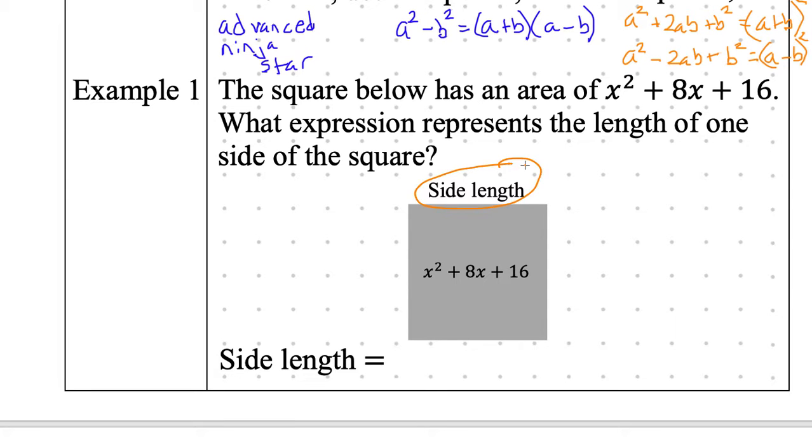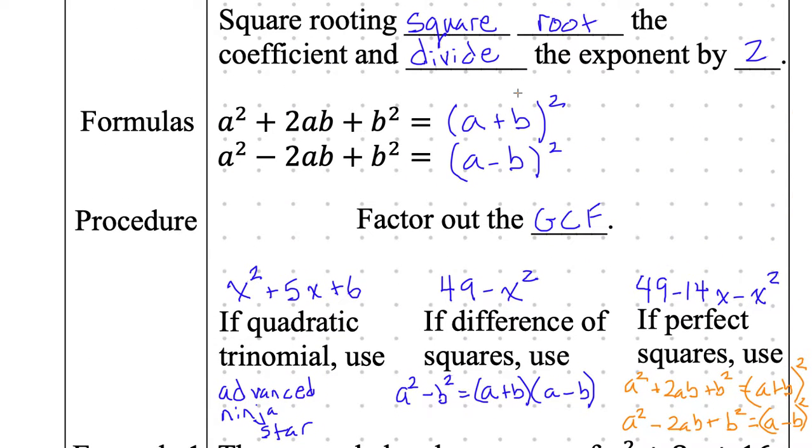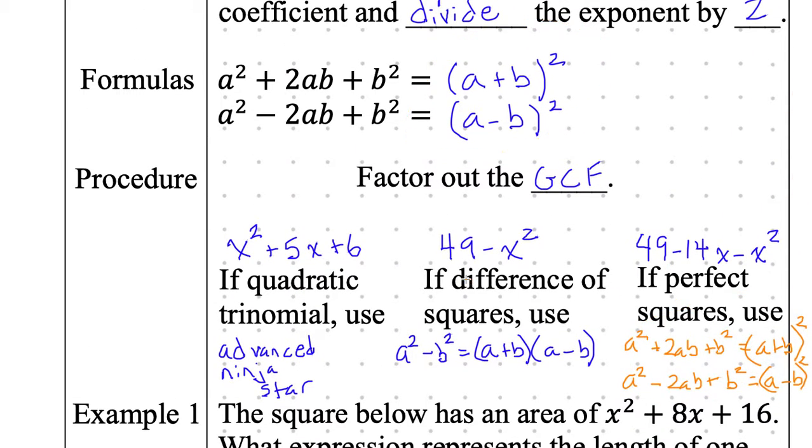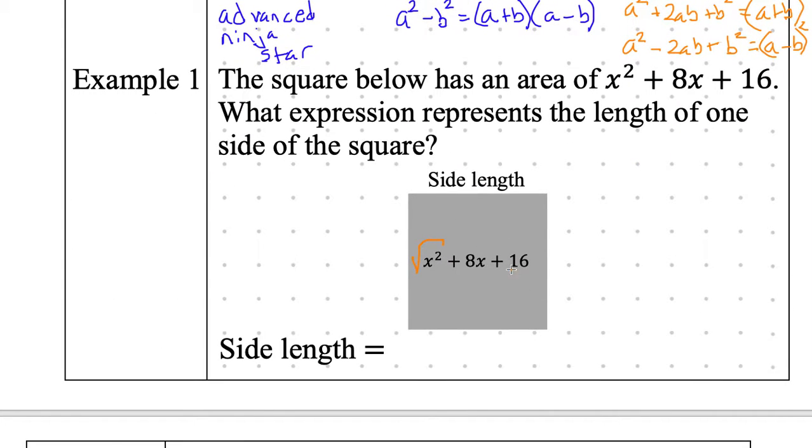So I need to undo what's happening right here. I need to undo the square. How do I undo a square? How do I square root, essentially? Use our formula: square root the first term, square root the last term, push those together with the correct sign in between. Anna? x plus 4. There it is. That is the side length, x plus 4. Again, it comes from square rooting x squared, which is just x, square rooting 16, which is 4, and then taking the sign for the middle term, which is plus. It's that easy.